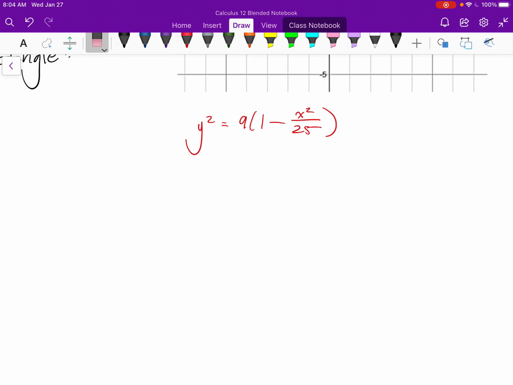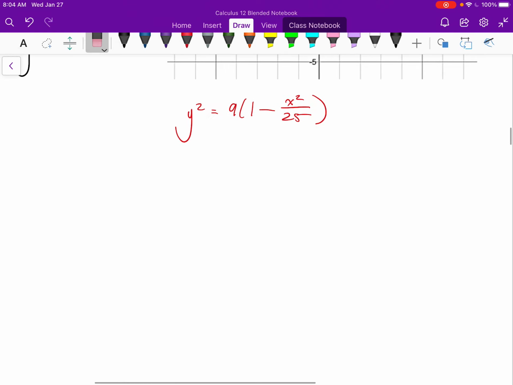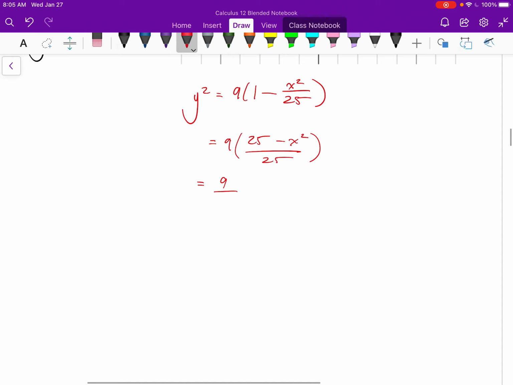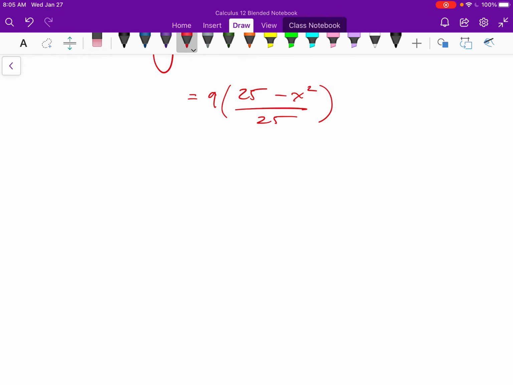So I want to clean this up as much as I can. And constants are great things to get out. Right now there's a constant of 9. And the more constants we can factor out, the easier it is to differentiate. So what I want to do is first find a common denominator of 25. And if I do that, that denominator of 25, I can now write as a coefficient in the front. Right. And this all equals y squared.